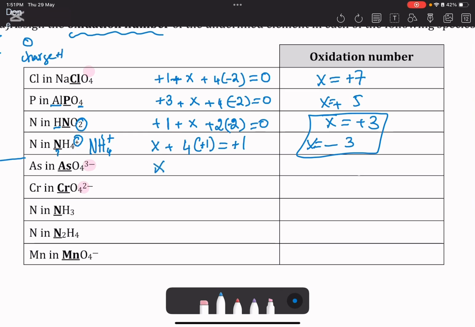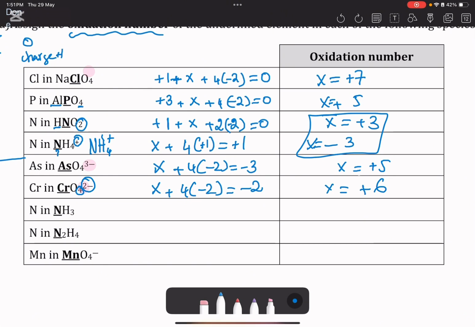Now, this one, As is unknown. Again, 4 times negative 2 equals negative 3. Solving for x, it's going to be positive 5. So I'm going to move on. X plus 4 times oxygen atom. Each one is negative 2, and that is equal to negative 2, equal to the charge outside. Solving for x will give me positive 6, the oxidation number of chromium.